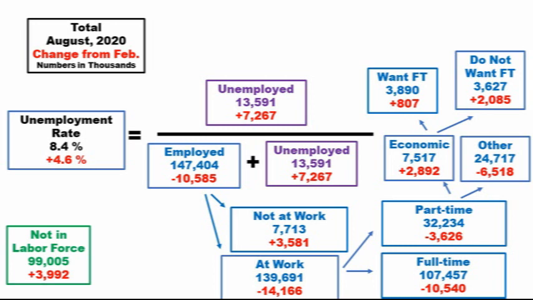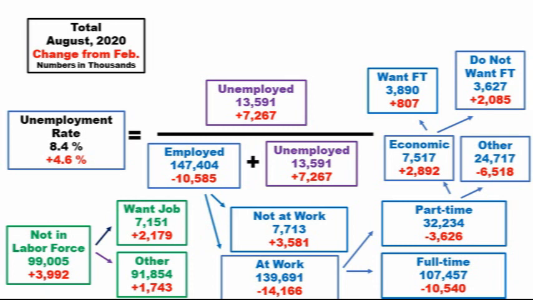The not in the labor force are those persons who either don't want a job or haven't looked actively for a job in the last 4 weeks. The not in the labor force increased by 4 million workers between February and August and was at 99 million persons in August. Of those people, the ones that state that they would want a job was 7.2 million people. That's an increase of 2.2 million people between February and August. That's a 43.8% increase between February and August.